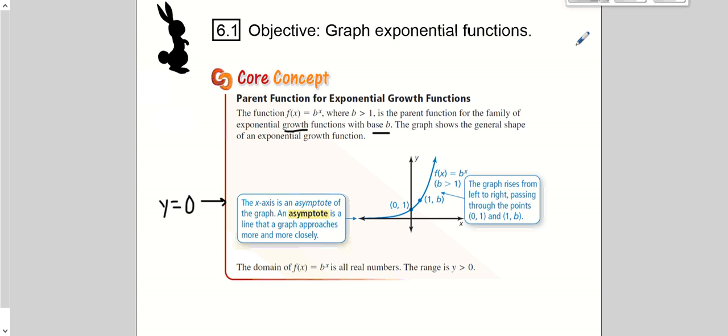Hello, and welcome to another Algebra 2 lesson. This is lesson 6.1. Our objective, graph exponential functions.